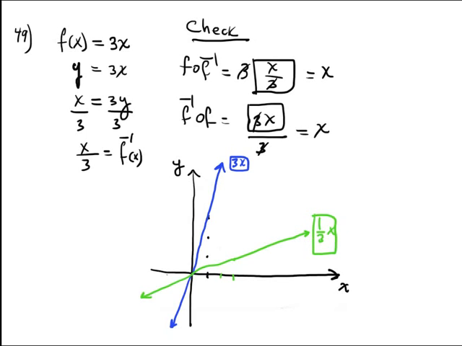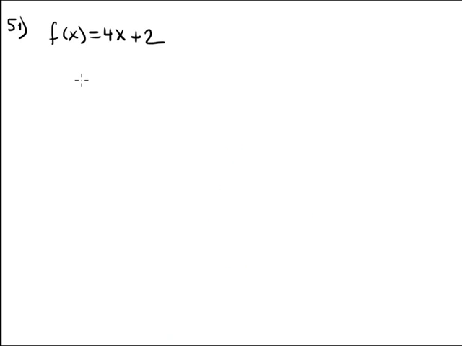Okay, and the identity is like that. And that's it. Okay, the next is 51, but the same idea. Find the inverse first. y is equal to 4x plus 2. Interchange x and y.